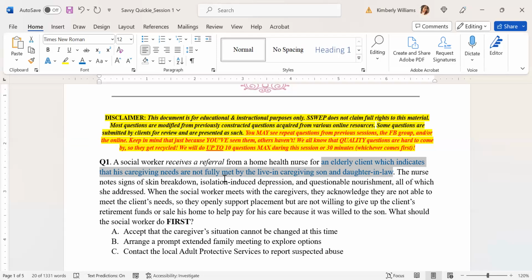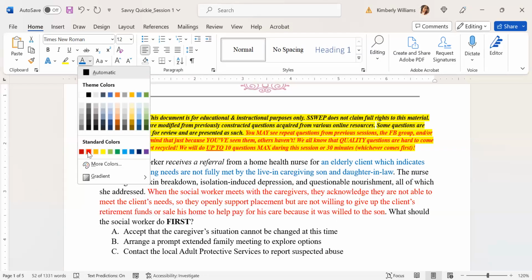The other problem that we focus on is what is going to be the priority issue in the situation. So we know that this is a referral for an elderly client that's not being taken care of. She tells us everything that's happening right here in the scenario. I'm not gonna read it again, but y'all see it. When the social worker meets with these caregivers, they acknowledge that they're not able to meet her needs, nor are they willing to give up her funds to help meet her needs. That's going to be the priority problem.